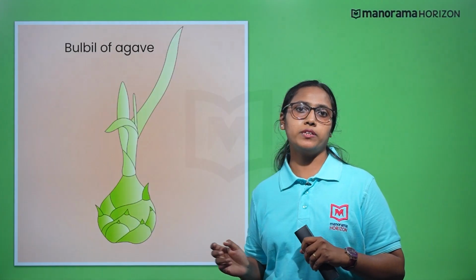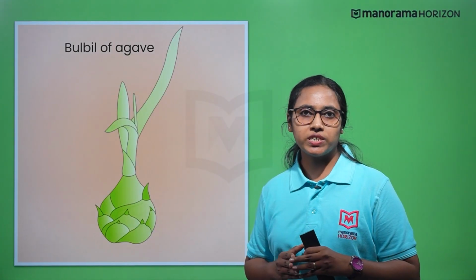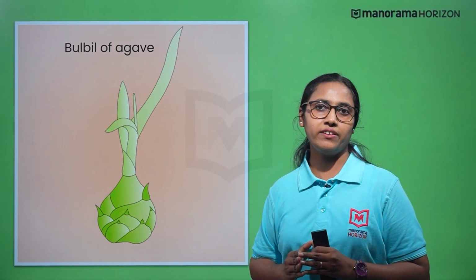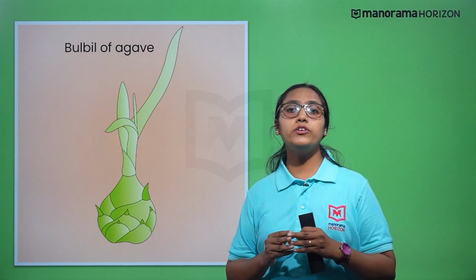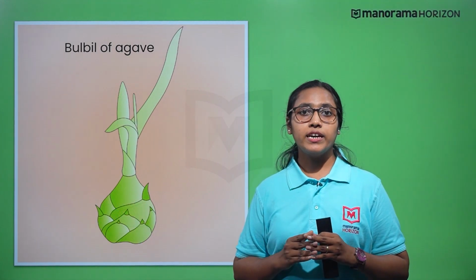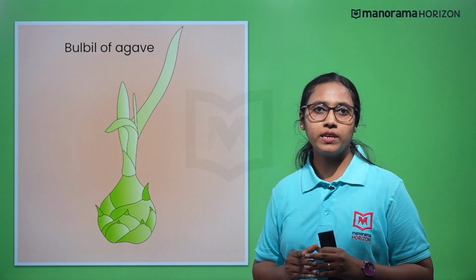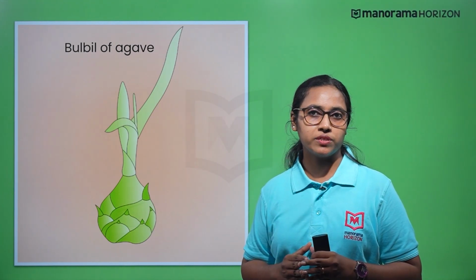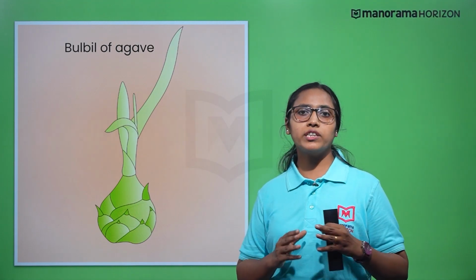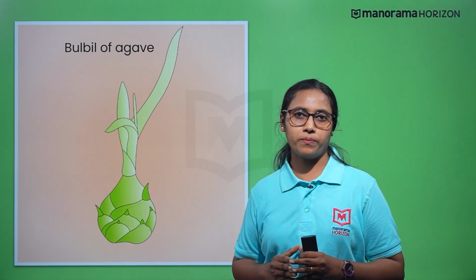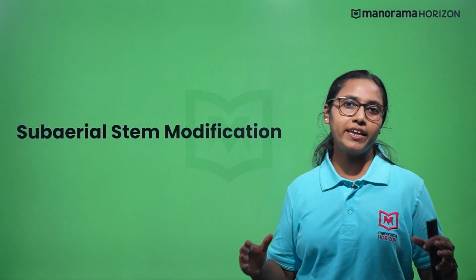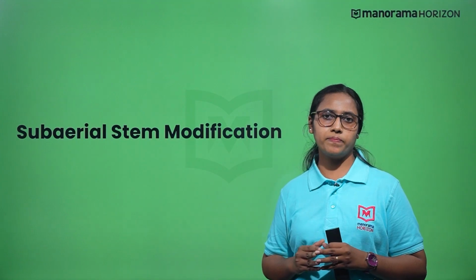The next type of aerial modification is bulbils. As the name suggests, it is a small bulb-like structure in the axil of the leaf, and it can form a new plant if fallen. It is found in agave. These stem modifications are mainly for vegetative propagation and are present on the ground or partially underground. Let us discuss the different types of subaerial modification in detail.